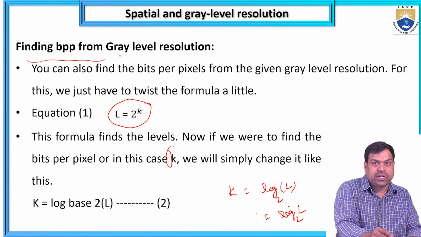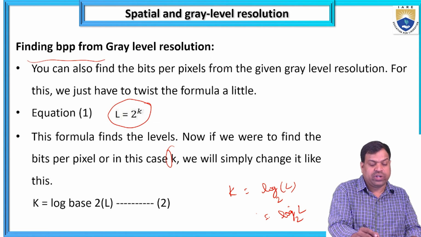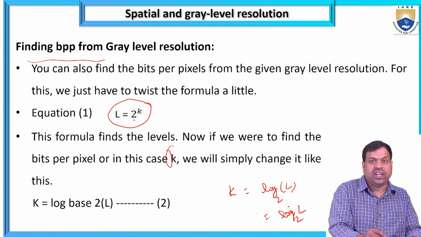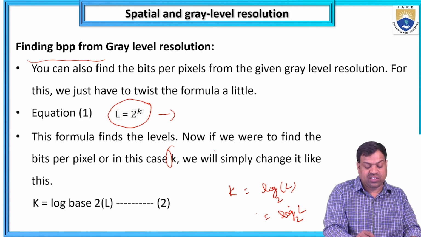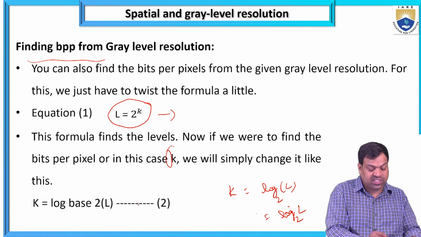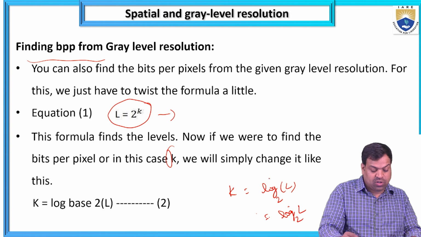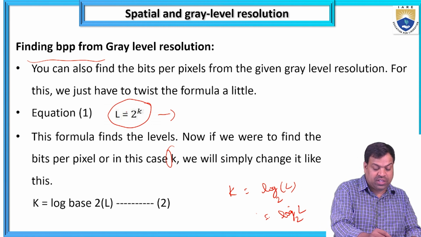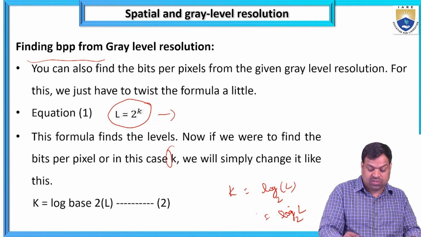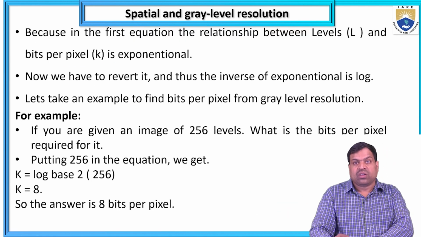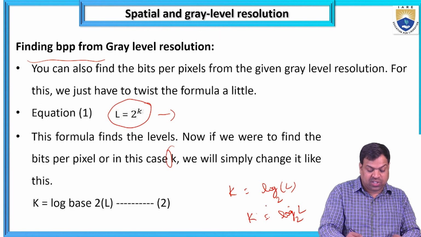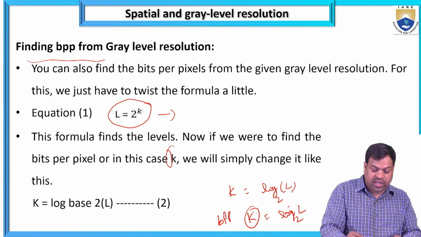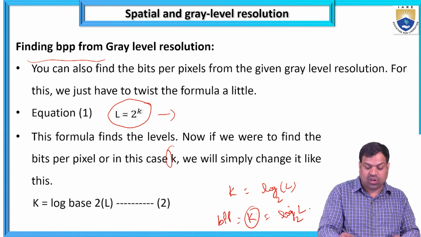So to find the bits per pixel from the gray level resolution, first I take L equals 2 power k, as already defined in the previous part. This formula finds the levels, and we can find the bits per pixel in the case of k by changing it like this: k equals log base 2 of L. So I am applying the reverse here. What is the k value? Bits per pixel. Yes, here BPP is equal to k, which is equal to log L base 2.